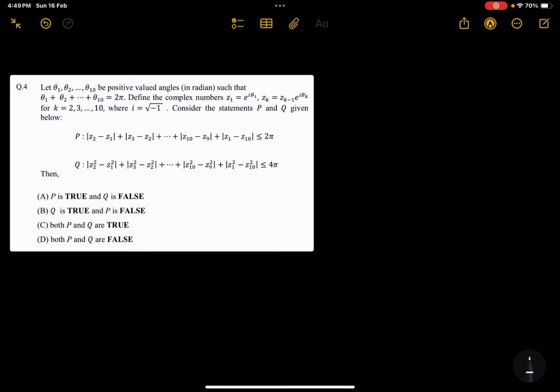This is an interesting question. It looks tough, but it is actually simple. So let's say this is our complex plane. Then z1 is e to the power iota theta 1. Let's take this as our unit circle.